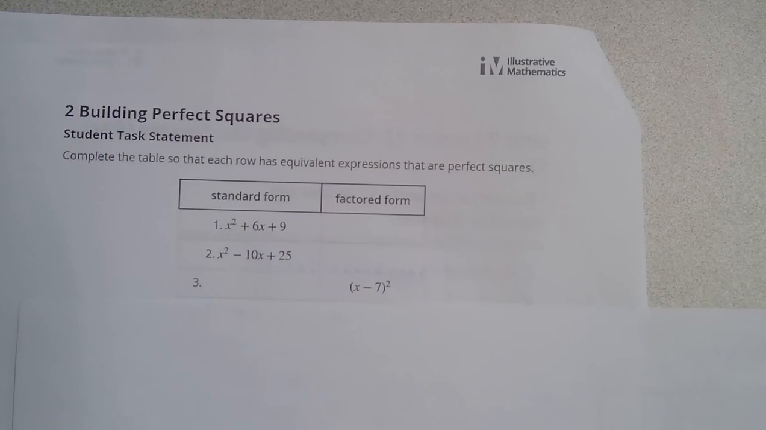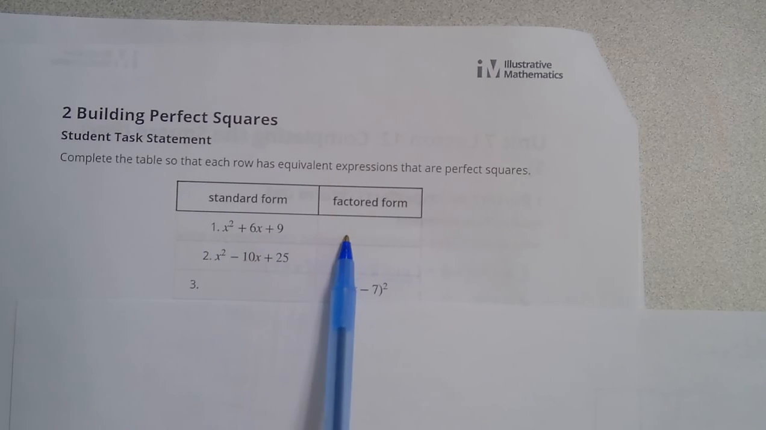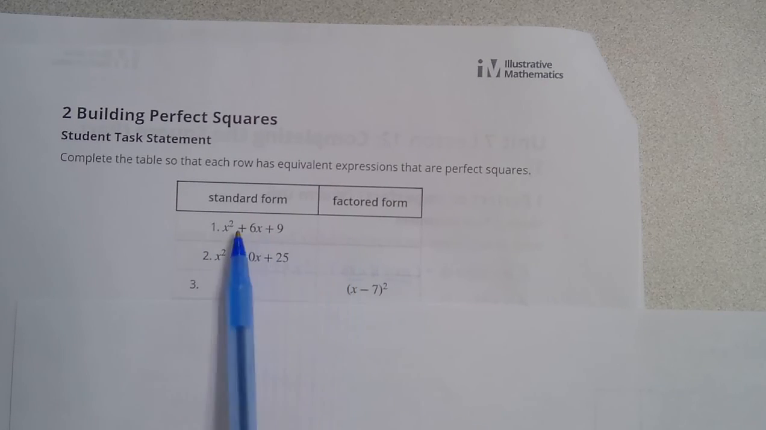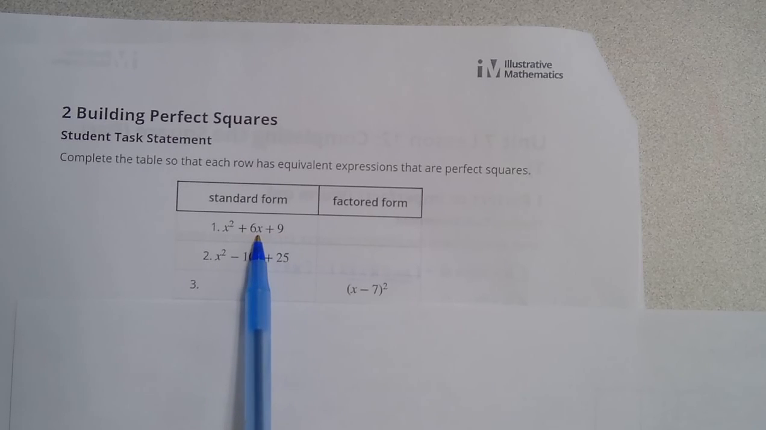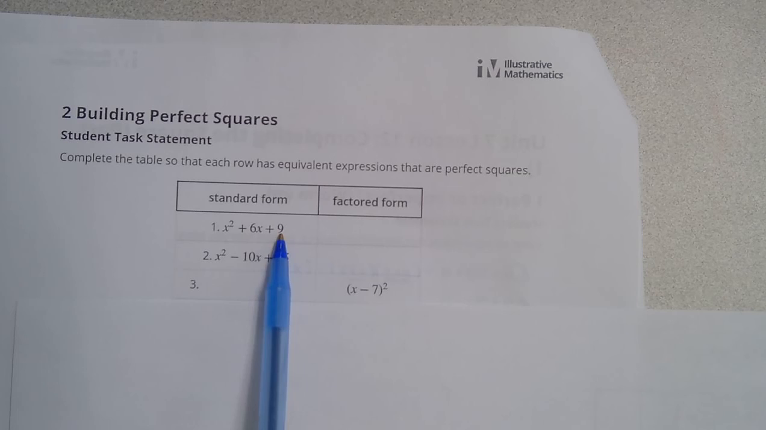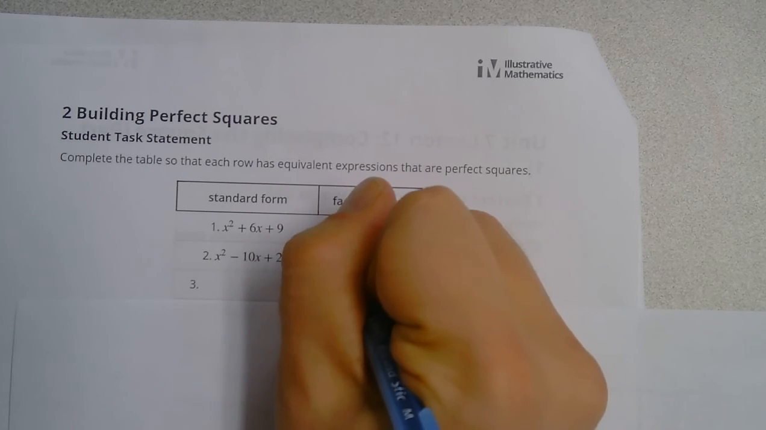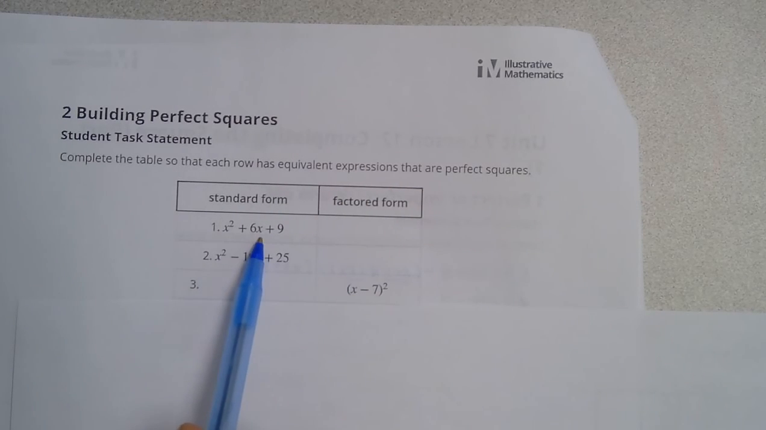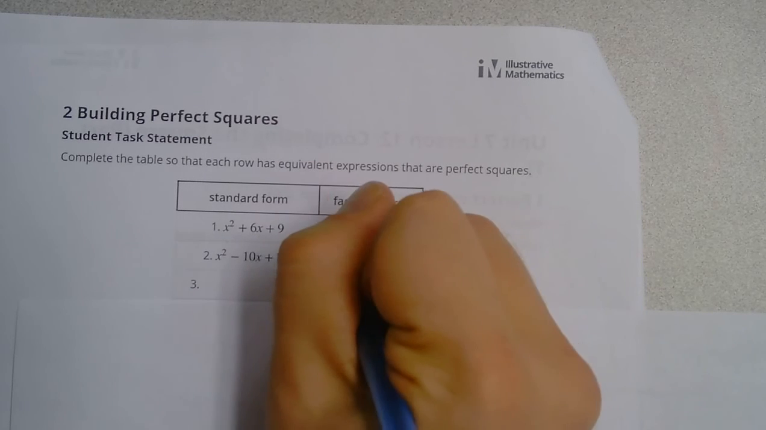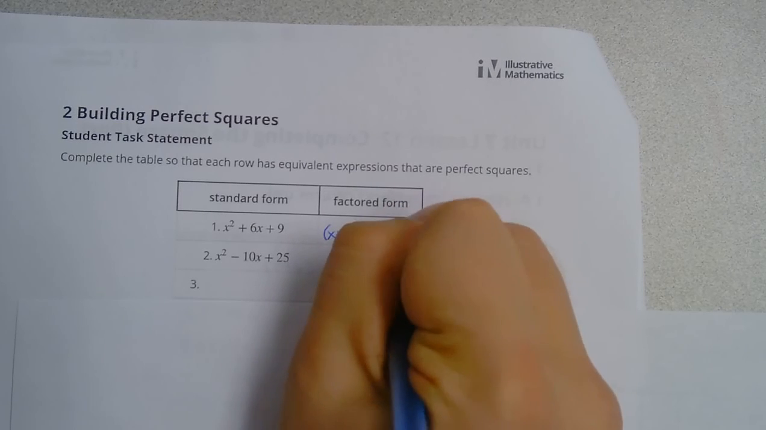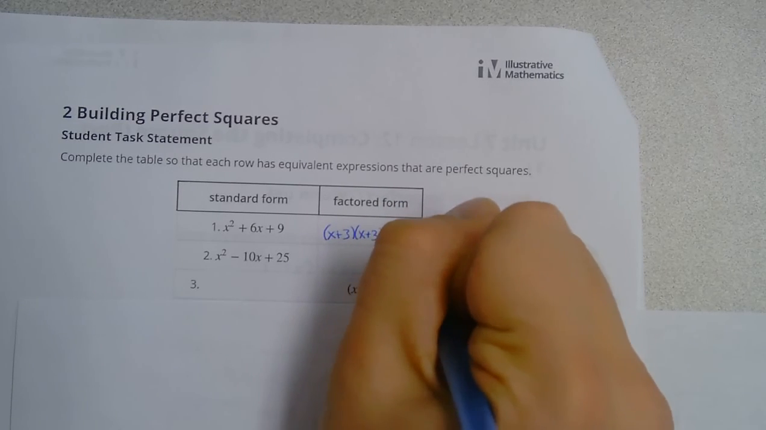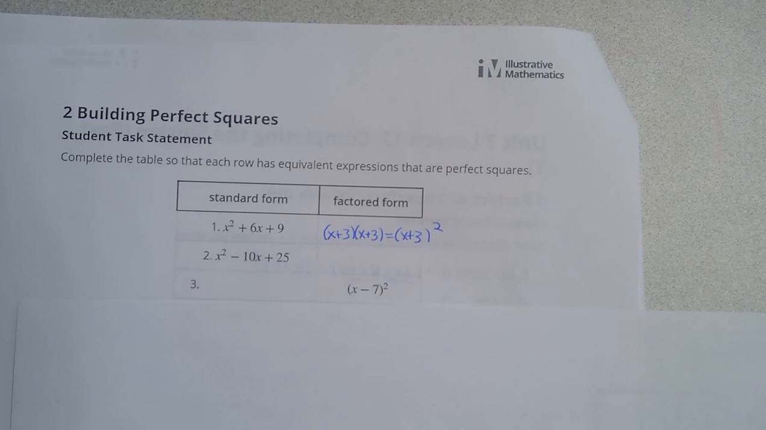So now what we're going to do is work on taking quadratic expressions and putting them into factored form. So here I'm looking for factors of 9 that sum to 6. I think, well, 9 can be 1 and 9, and when I add those, 1 plus 9 is 10, so no. And then 3 and 3, 3 plus 3 is 6. So this can be written as x plus 3 times x plus 3, which does equal x plus 3 squared.